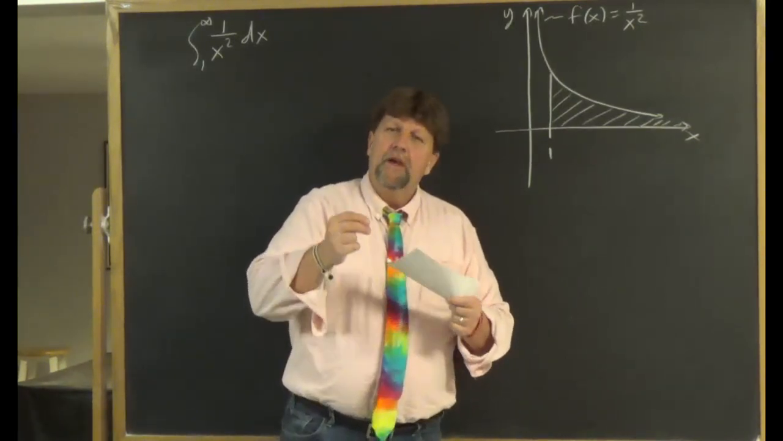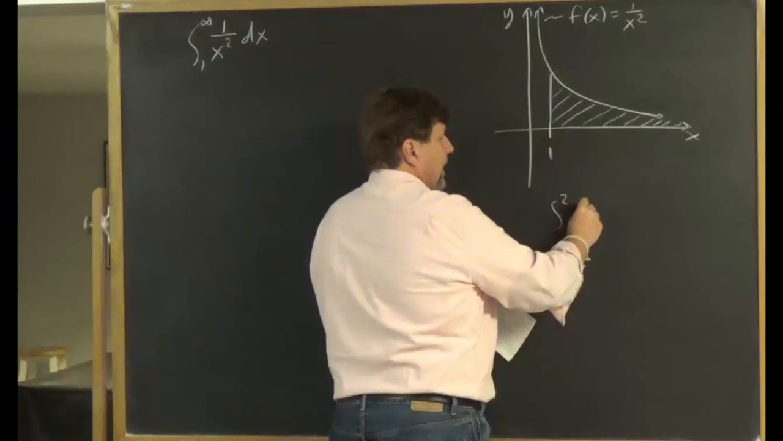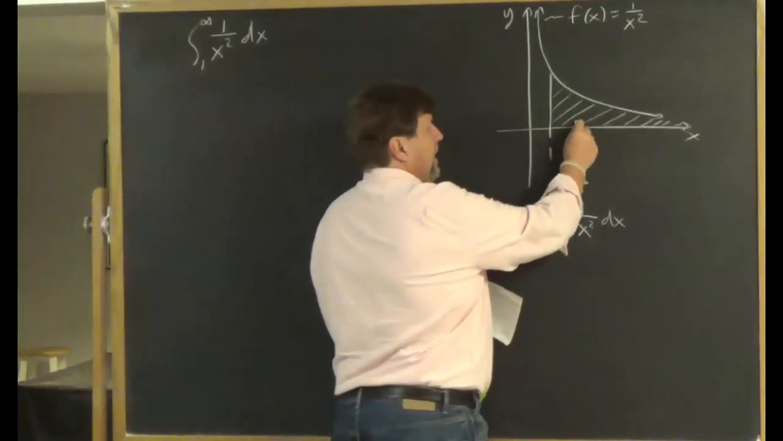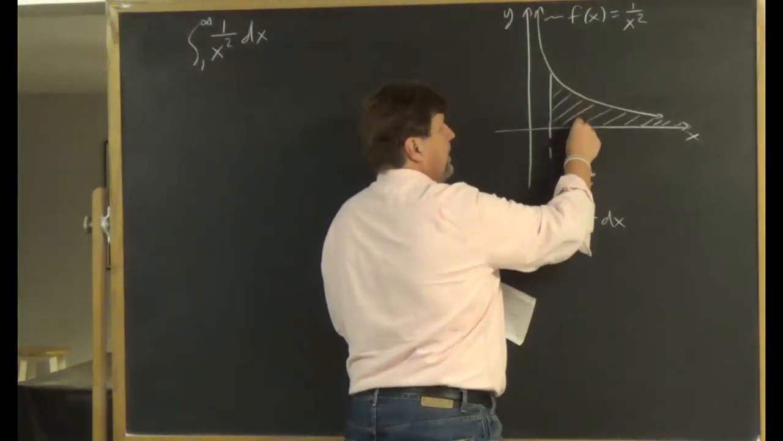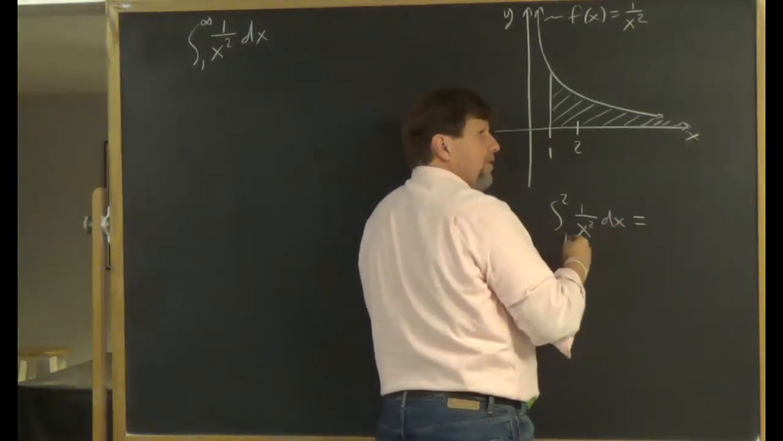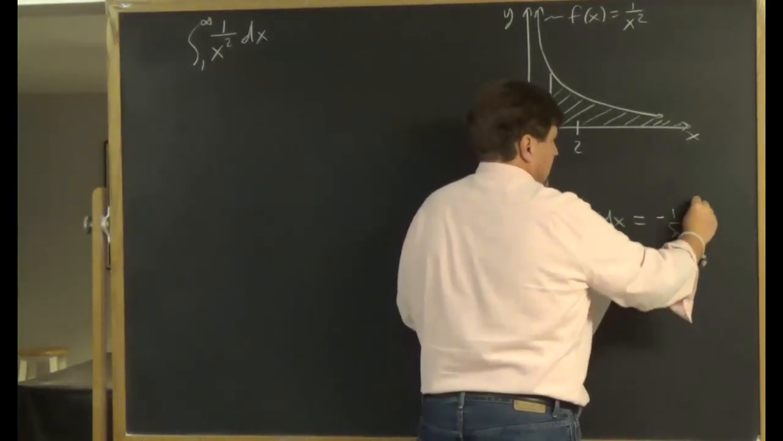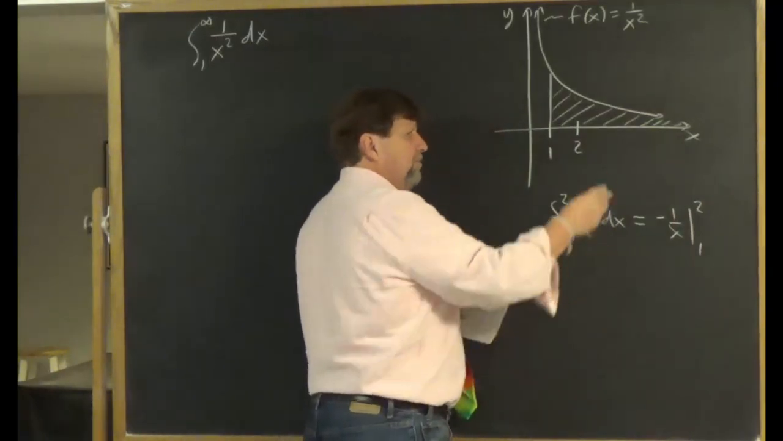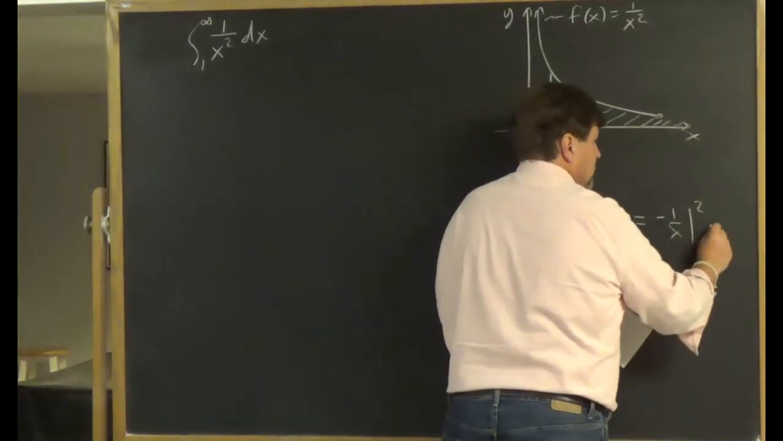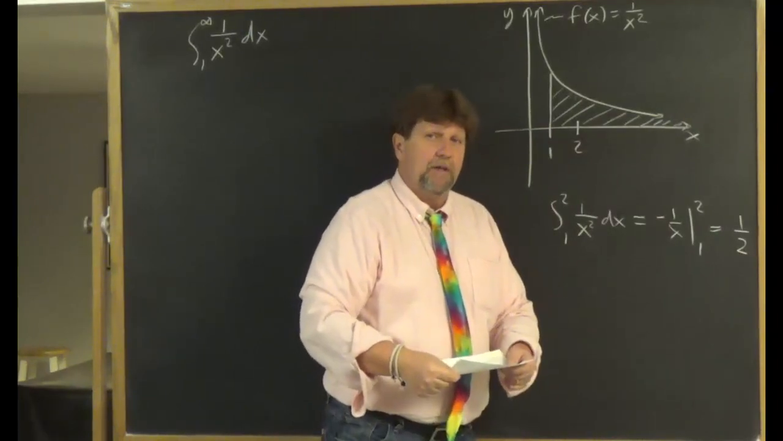For example, we could easily do the integral from 1 to 2, 1 over x squared dx. I mean, that would just be this area. We can easily do that. We can get an antiderivative for 1 over x squared. The antiderivative for 1 over x squared is negative 1 over x. We could evaluate that from 1 to 2 using the fundamental theorem of calculus. So it's negative 1/2 plus 1. We could get the area to be 1/2. That was an easier problem to do.